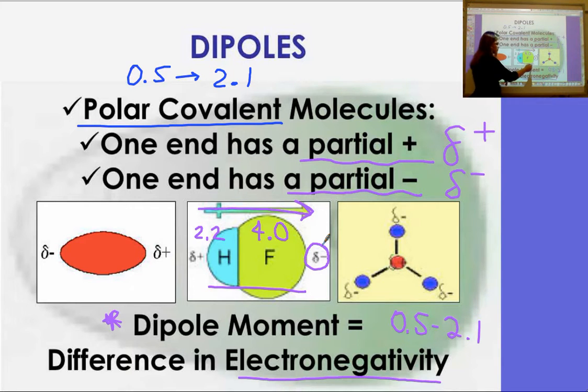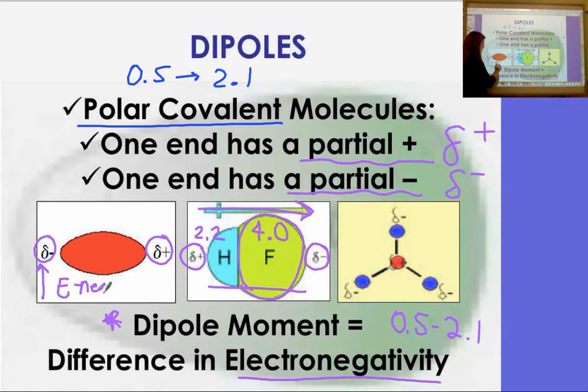If they're spending the majority of their time on this side of the molecule, it's going to have a partial negative charge. If you have a partial negative on fluorine, hydrogen has to have a partial positive. So each molecule, here's a general example, has a partial negative end and a partial positive end. The end with the partial negative has a higher electronegativity value.